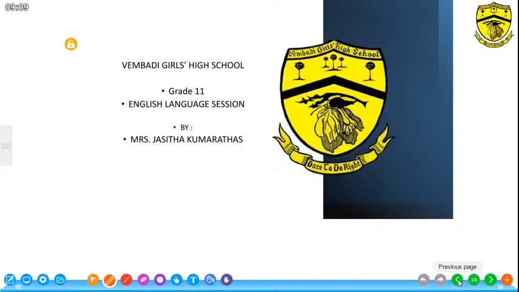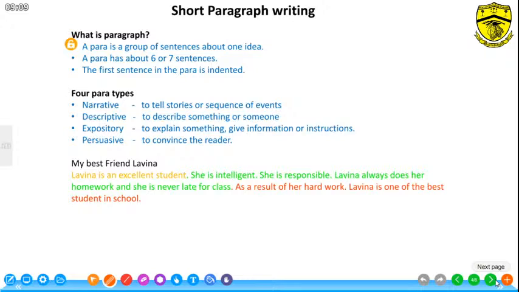Today our lesson is writing skill. In our language paper, we have two parts, part 1 and part 2. Part 1 has two writing questions, question number 6 and question number 8. That means a short paragraph writing. So let's move to our session.